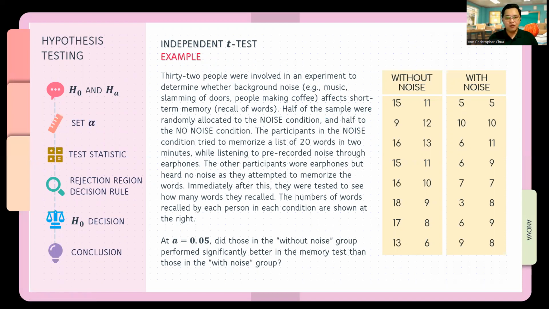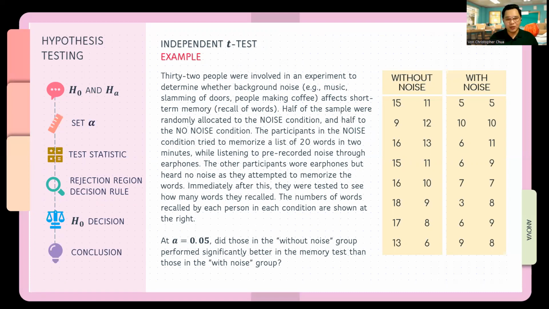32 people were involved in an experiment to determine whether background noise, such as music, slamming of doors, people making coffee, affects short-term memory or recalling words. Half of the sample were randomly allocated to the noise condition and half to the no noise condition. So we start with a sample of 32. We divide the 32 into two groups. That makes the groups independent of each other.